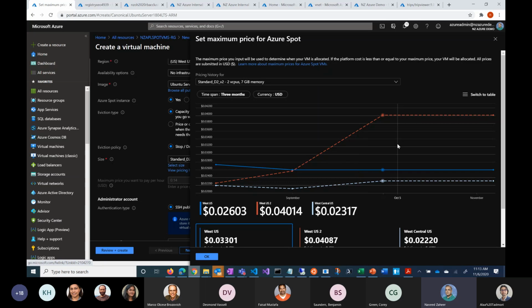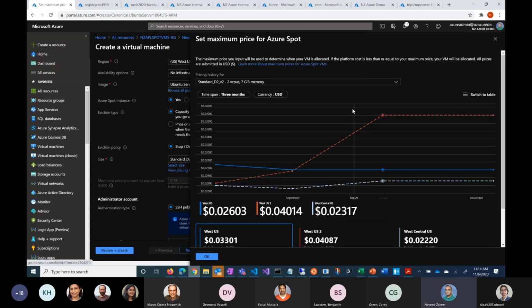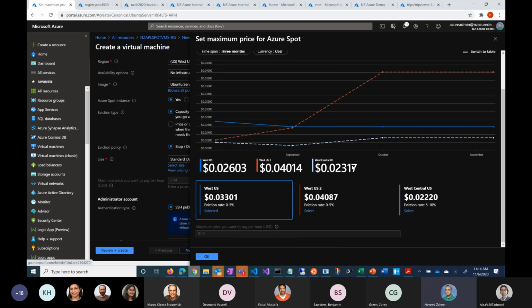So these are different regions. It will show you the different pricing. This is the region that you have selected, and this is the price in this region, but there are other regions where you can get it at a cheaper price. You can get the eviction rate. Look, the price is lower, but the eviction rate is higher. At the same time, West US2, price is a bit higher, but eviction rate is lower. So you can look at different regions and find out where your sweet spot is, and then you can set it up.